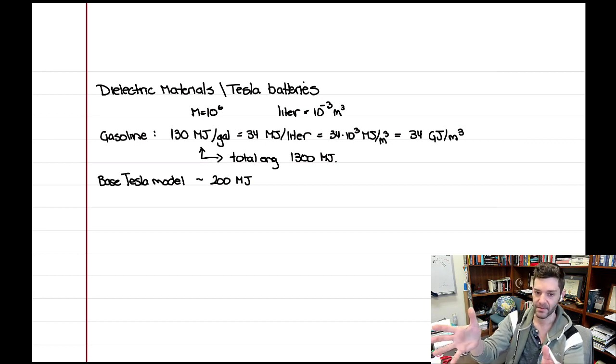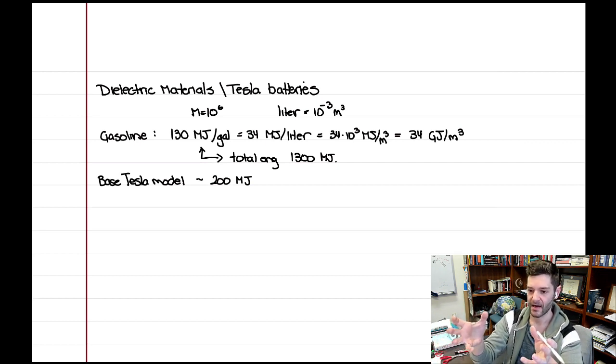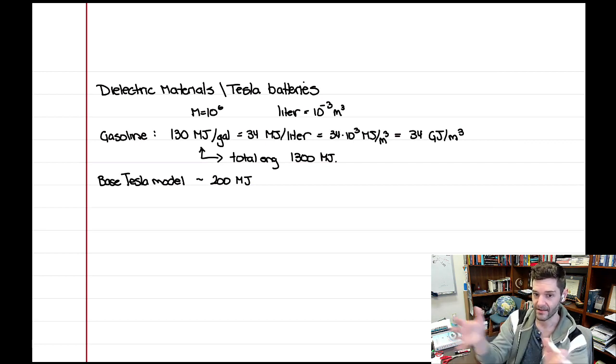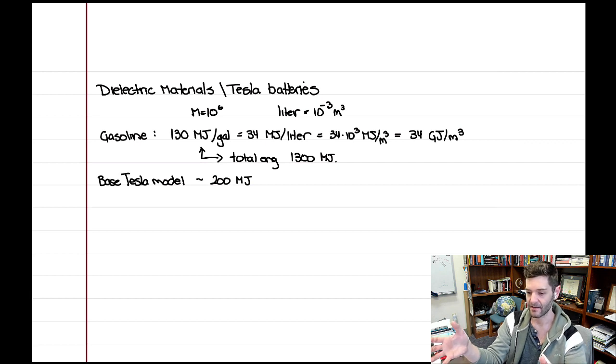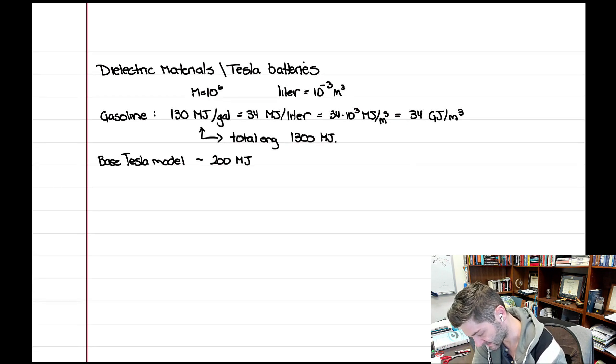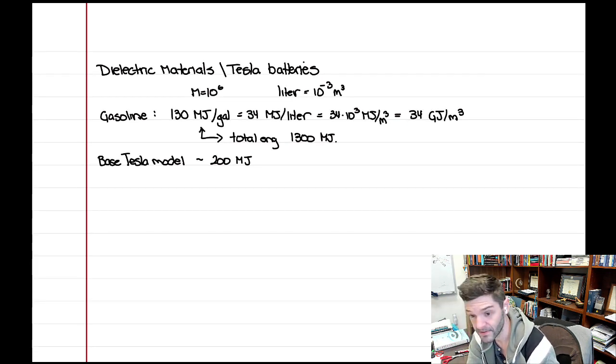But if we had a higher density of energy, or if we had a battery or a capacitor that had a higher energy density, then we might be able to cram the same amount of energy into a smaller volume, or we could take the batteries that we currently have and store more energy overall in that same volume. So let's just get a feel for some numbers.